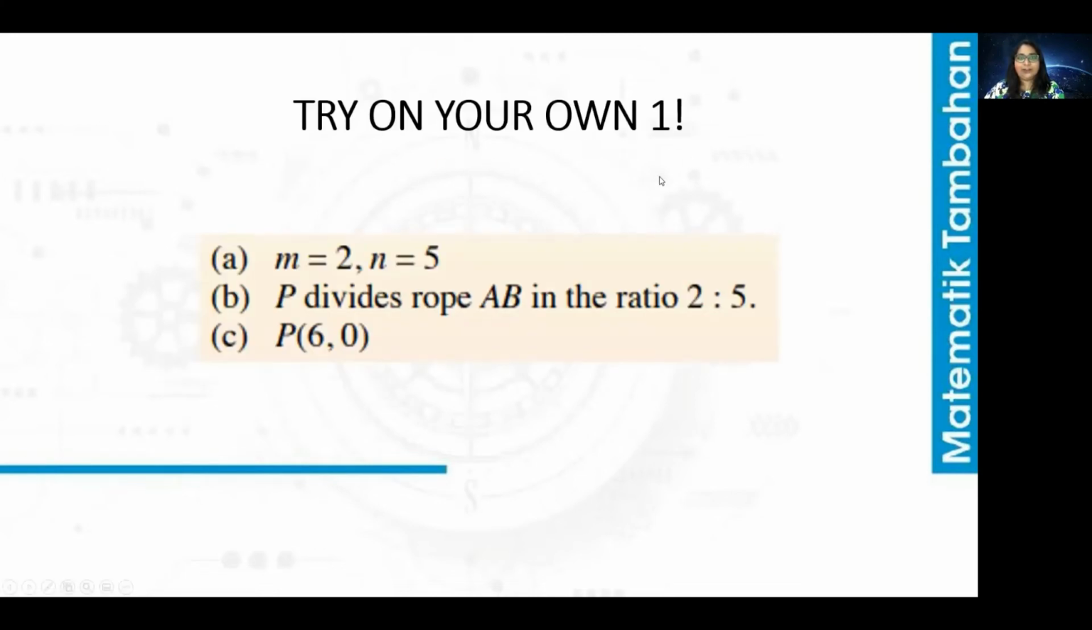Once you have tried the questions, you can mark your answers. Part A is m equals 2, n equals 5. Part B, P divides rope AB in the ratio 2 to 5. And part C, the coordinates of P are (6, 0).